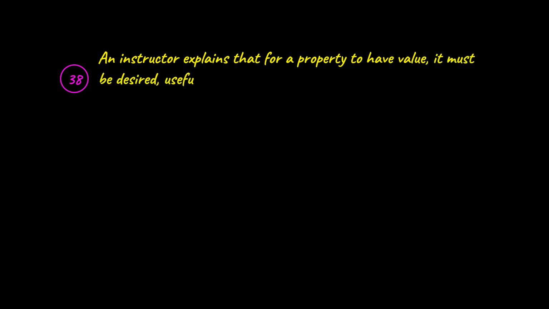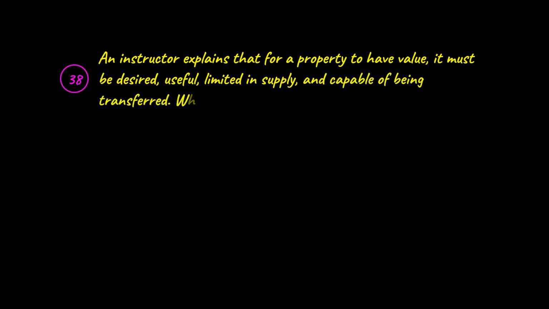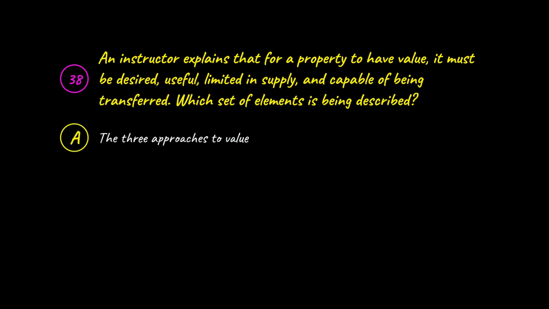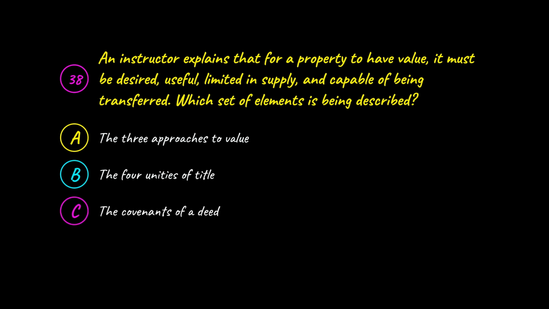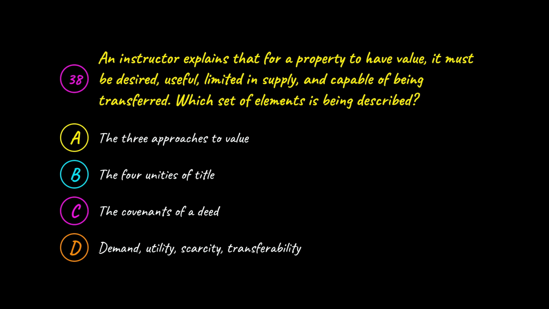Question 38. An instructor explains that for a property to have value, it must be desired, useful, limited in supply, and capable of being transferred. Which set of elements is being described? Your options are A. The three approaches to value. B. The four unities of title. C. The covenants of a deed. D. Demand, utility, scarcity, transferability. Which would you go with? Lock it in before the reveal.